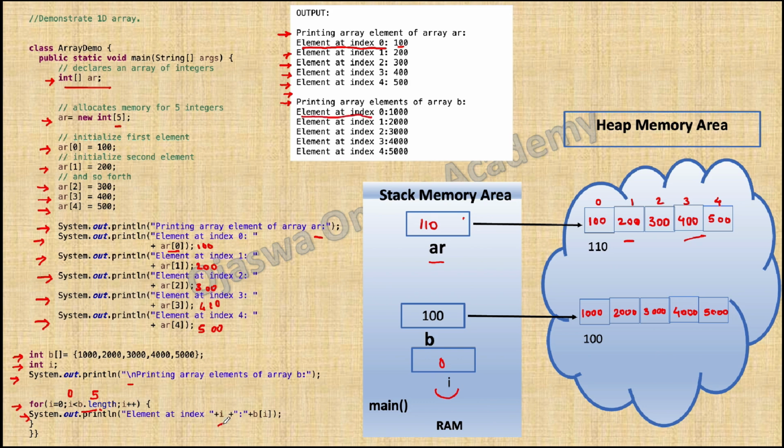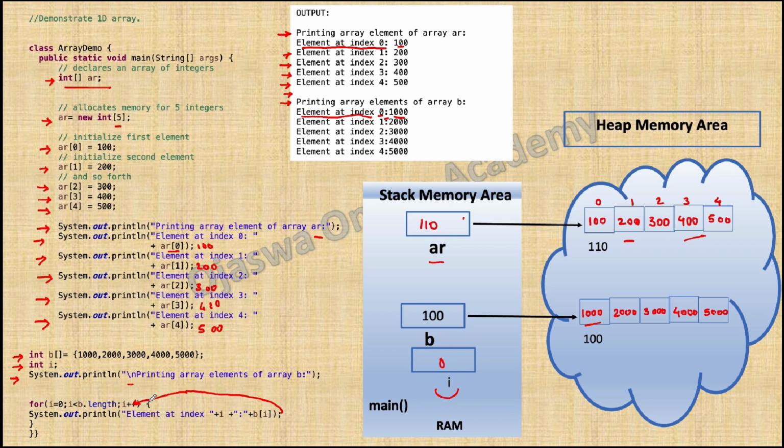System.out.println, "Element at index" will be printed, then variable I, retrieve its value, that is 0. So 0 is printed. Colon is a string, so colon is printed as it is, and b of I, that means b of value of I, is 0. We are retrieving the element of array B present at index 0. So b of 0 is 1000, hence value 1000 is printed to the console.